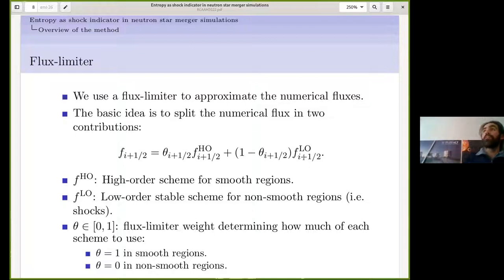It's used widely. As I say here, this flux is for the smooth regions, and the other one is for the non-smooth regions. Then this theta is the so-called flux limiter function, and it is a weight that tells us how much of each of these numerical fluxes to use. Ideally, in a smooth region we want to use only this one, so theta has to be equal to one. The second term is dying out, and we have only the first term in the smooth regions.